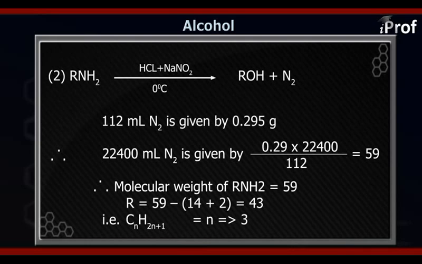Now, if 3 carbon atoms are there, then again we have 2 possibilities. One possibility is a straight chain. Another possibility is branching. If you think about the straight chain one, then R will be CH3CH2CH2, and if it is a branched one, then the structure of R will be CH3CHCH3. Now again we have to decide which structure of R is correct out of these two.